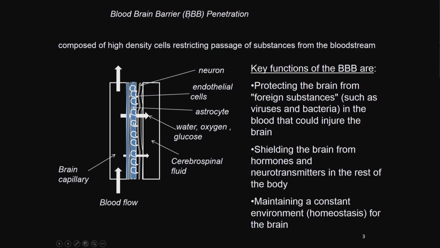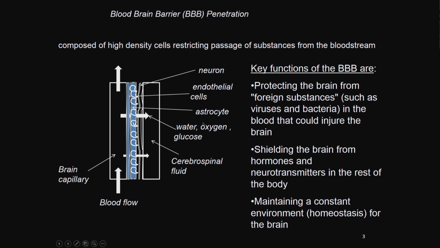So what is this blood brain barrier, and how important is this penetration? It is composed of high density cells, restricting passage of substances from the bloodstream. So we have the blood flow here, then we have the brain cerebrospinal fluid, CSF it is called. Some things pass through, nutrients maybe, oxygen maybe, but we do not want many things to pass through and disturb. This is the neuron, these are the endothelial cells, this is called astrocyte.